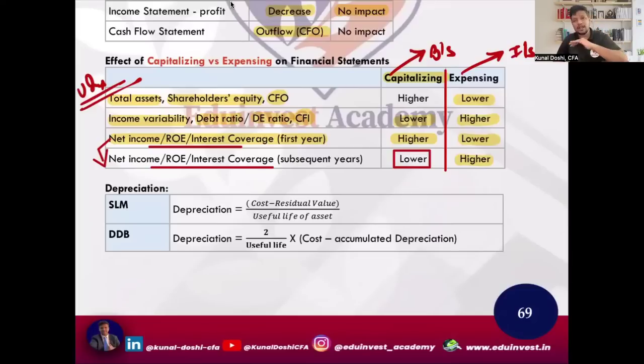Capitalizing means delaying your recognition of expenses, putting it up into the balance sheet. Expensing means doing it right away in the income statement. Is this clear? Everyone in the class? Understood?